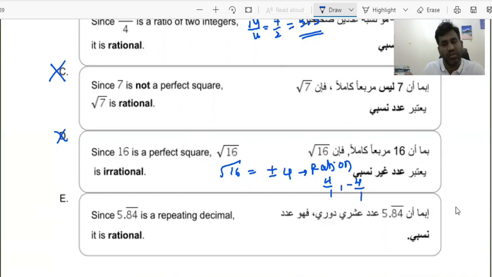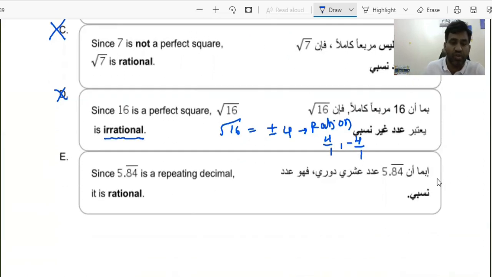It's in the form of a rational. So I can say that's why this is a rational number, but here they are saying it is irrational. That's why it is wrong. So option E, the last option, says, since 5.84 is a repeating decimal, it is rational. True, it is rational. As I said, after a decimal point, if a fixed number of digits repeats, those are called rational numbers.